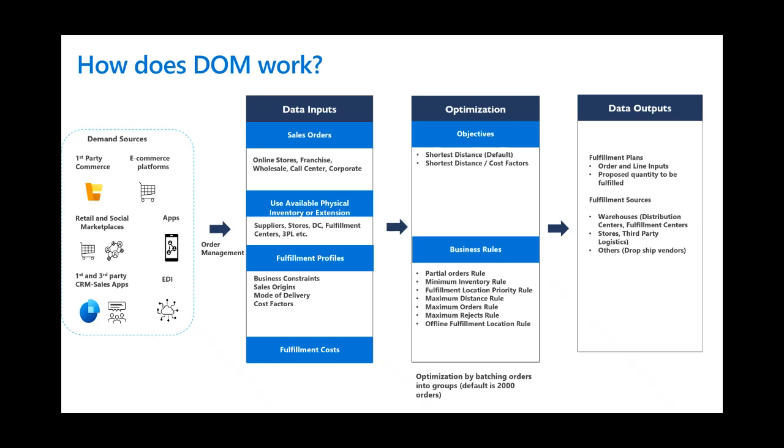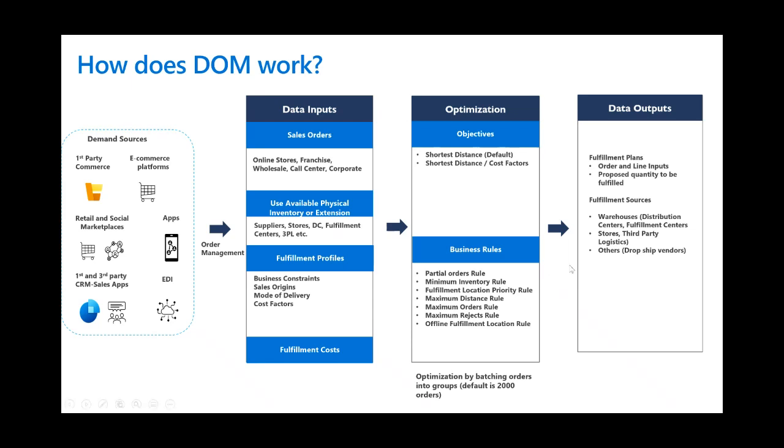And last but not the least is the offline fulfillment location. So this is basically the scenario where you may want to keep certain warehouses or stores from fulfilling these sales orders, right? Example is like the kiosk stores that you see at airports. So you don't want to assign any online orders to be fulfilled.